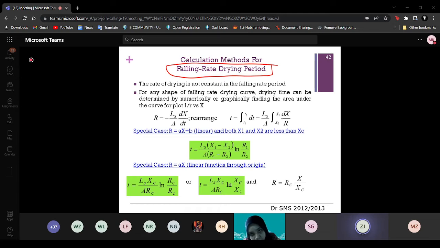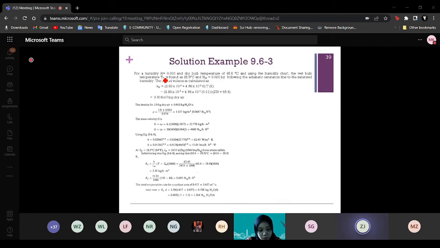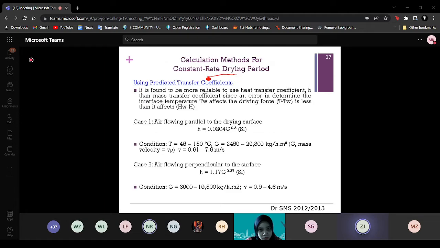And for the falling rate too, if you have experimental data, how do you want to solve it? For example, you want to find the rate of drying, or the time for drying, and so on. Before I go back to constant rate using the heat transfer or mass transfer coefficient, that one involves derivation. You need to derive the equation involving mass transfer and heat transfer. Finally, you get the equation, then you can use it.